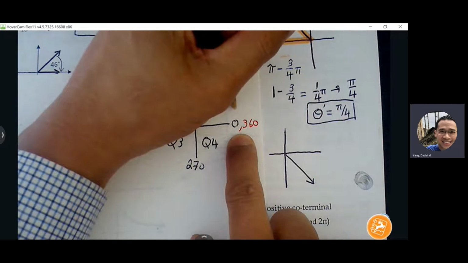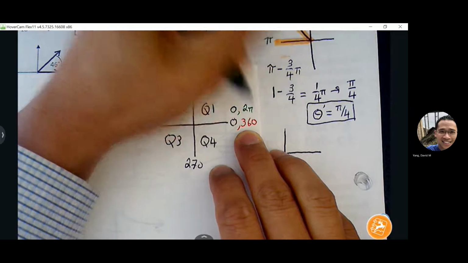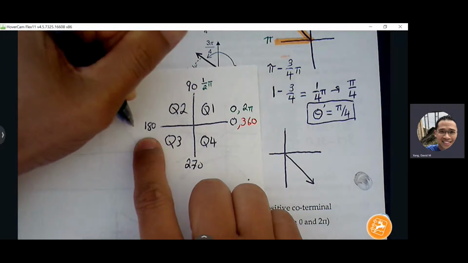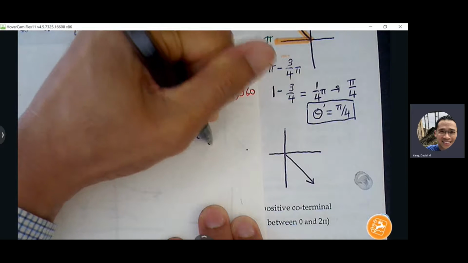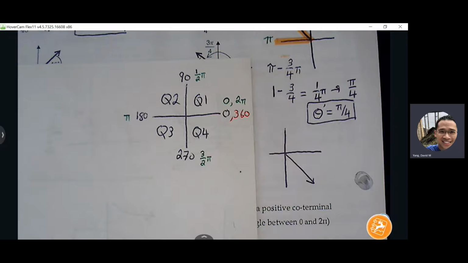0 is the same thing as 0. 360 is the same thing as 2 pi. 90 is pi over 2 or 1/2 pi. 180 is pi. And 270 is 3/2 pi or 1.5 pi. So you're basically looking at the fraction. Where does the fraction lie? If the fraction is between 0 and 1/2, then it's in the first quadrant. If it's between 1/2 and 1, it's in the second quadrant. If it's between 1 and 1.5, it's in the third quadrant. If it's between 1.5 and 2, it's in the fourth quadrant.